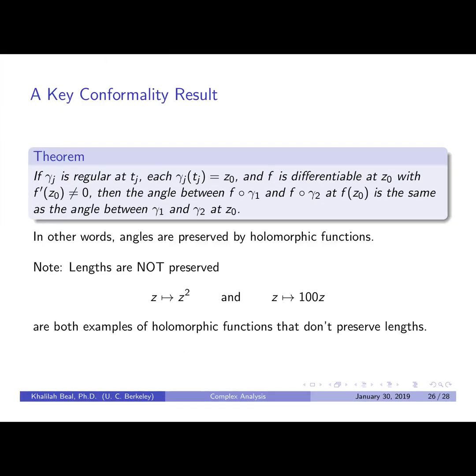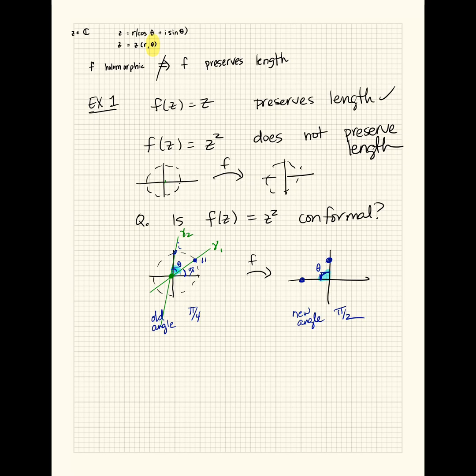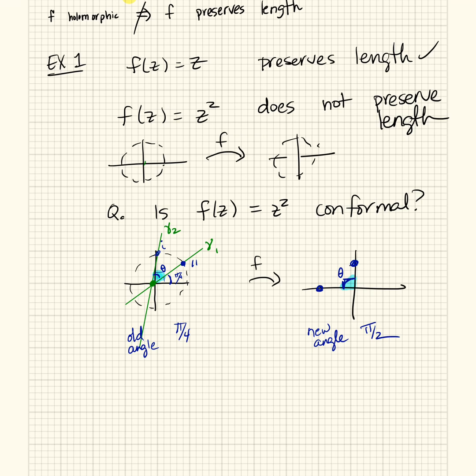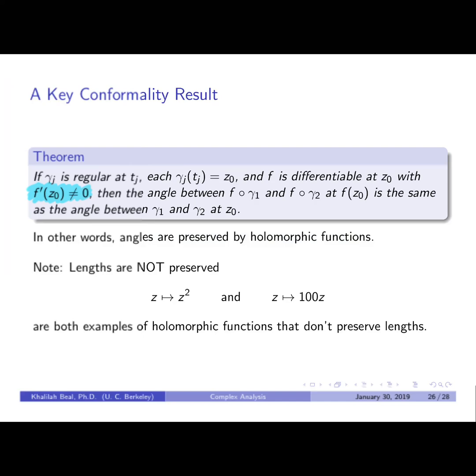Remember, we've got this requirement that f prime at the intersection is non-zero, right? So here, our intersection point is the origin, and f prime at the origin, what's f prime of 0? It's going to be 0. So f of z equals z squared is not going to be conformal when you're talking about curves that are intersecting at the origin, right? Because we're not going to satisfy this requirement here.